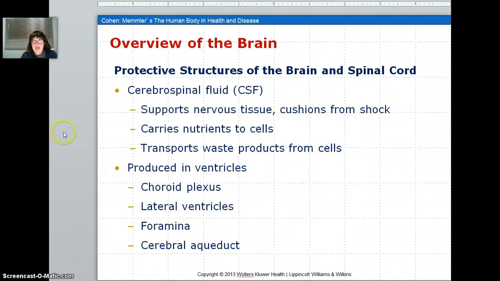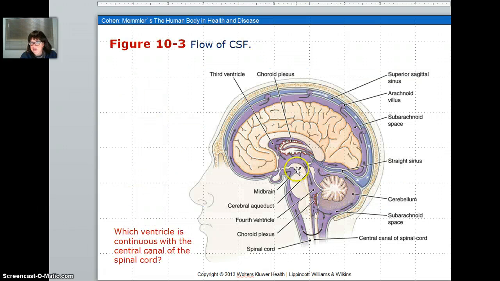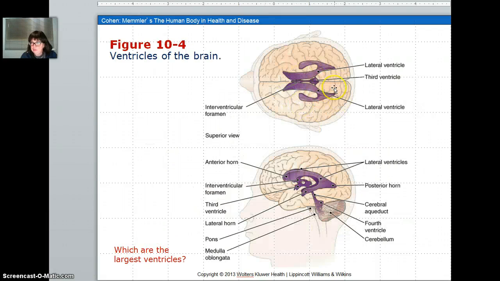So when you look at the functions of the cerebral spinal fluid, it protects the nervous system, it cushions from shock, it carries the nutrients, and it transports the waste from the brain cells. It is produced in the ventricles and travels in the 4 ventricles. I just want you to be aware that there are ventricles or spaces inside the brain. The brain is not solid. You don't need to know which one's which, just be aware that they do exist.